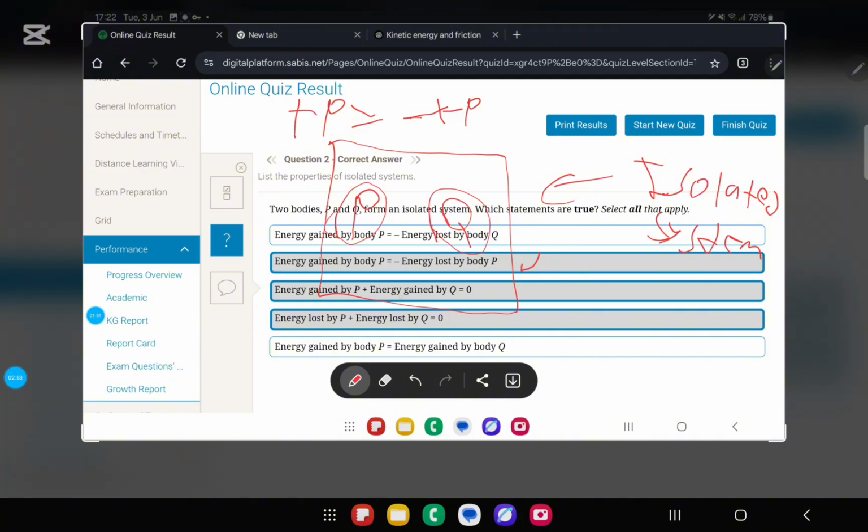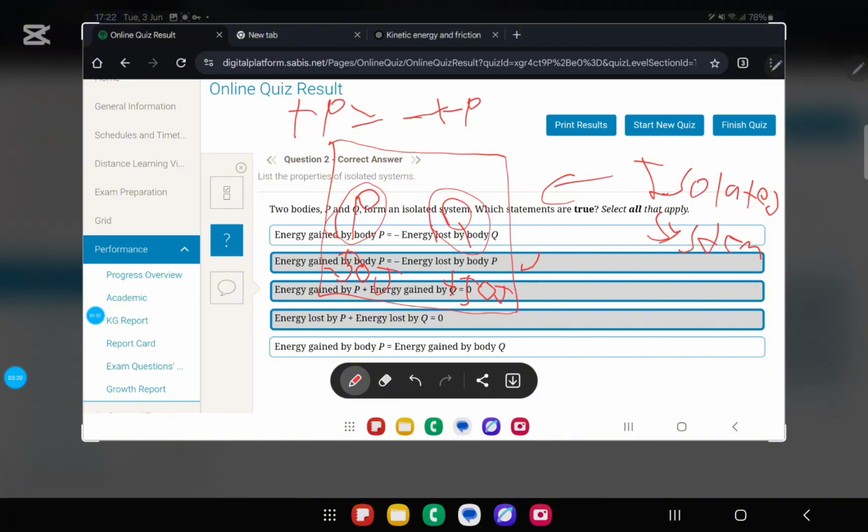Now, energy gained by P plus energy gained by Q equals 0. Let me give you some numbers. This is just an example, it's not numbers you have to memorize. I'm going to say 50 joules. Let's say body P has 50 joules. Now it loses 50 joules, and body Q immediately gains 50 joules.